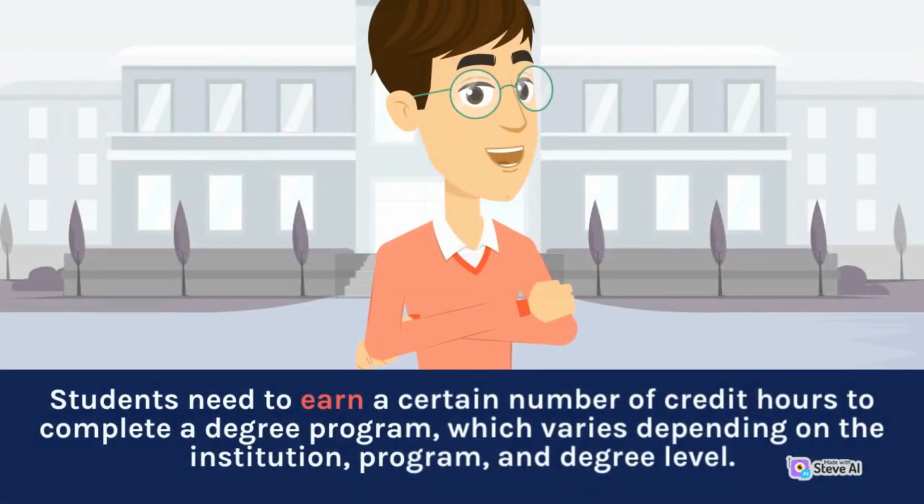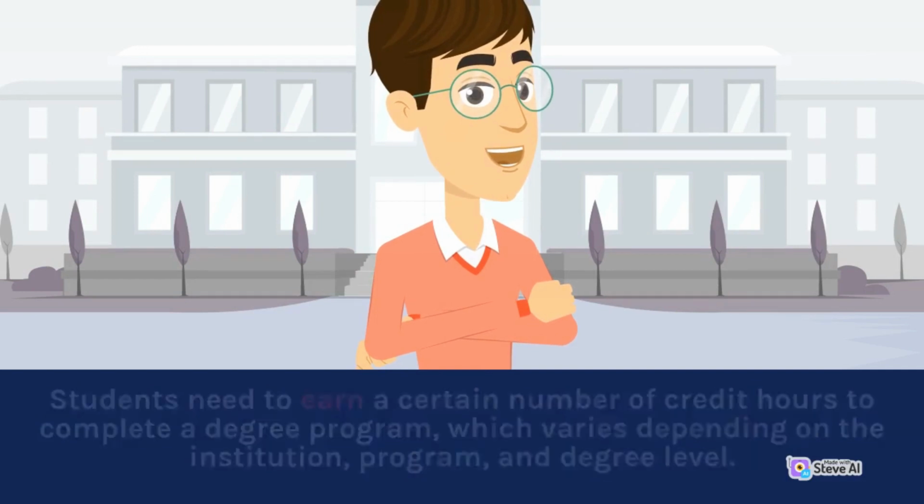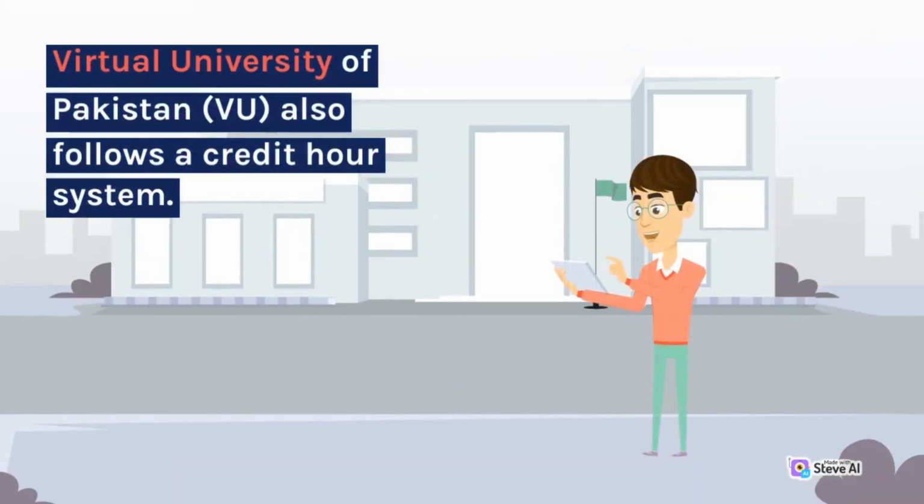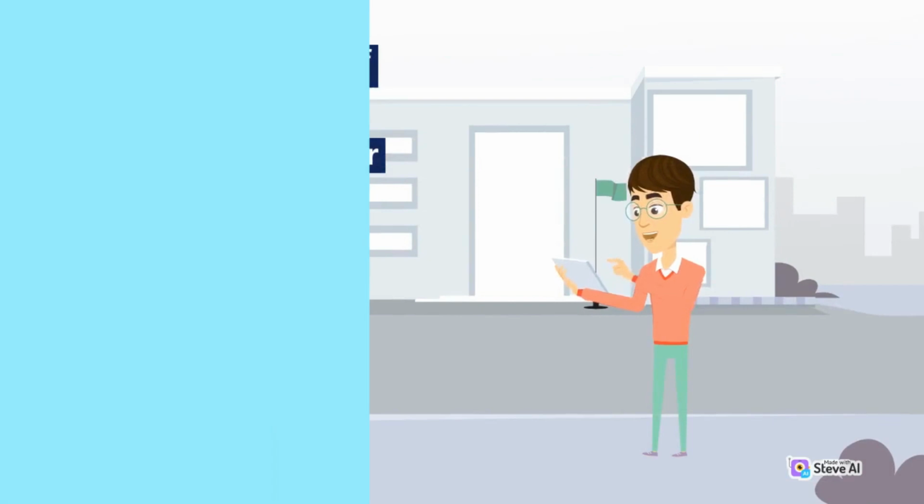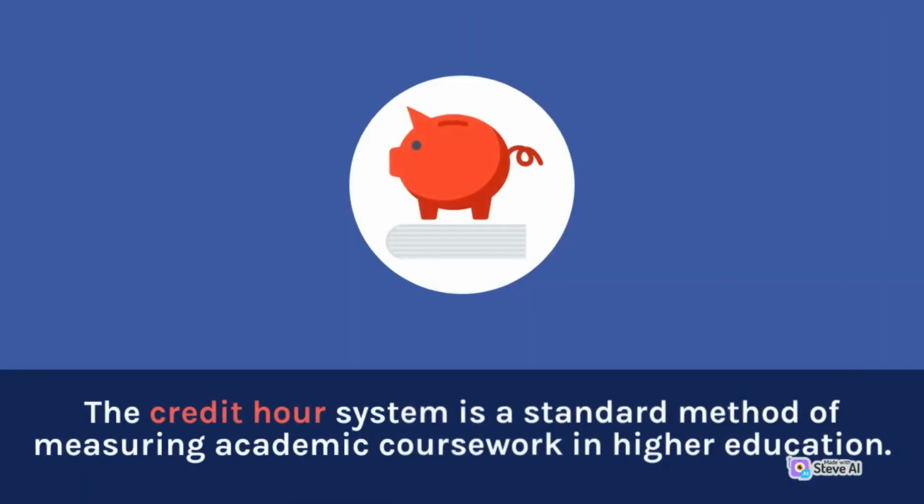Students need to earn a certain number of credit hours to complete a degree program, which varies depending on the institution, program, and degree level. Virtual University of Pakistan, VU, also follows a credit hour system. The credit hour system is a standard method of measuring academic coursework in higher education.